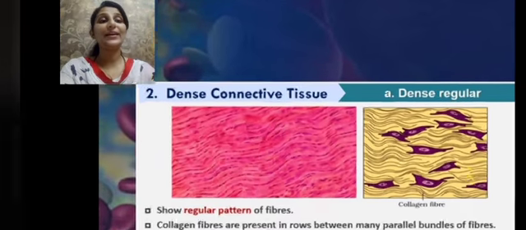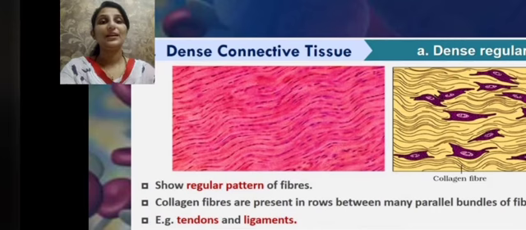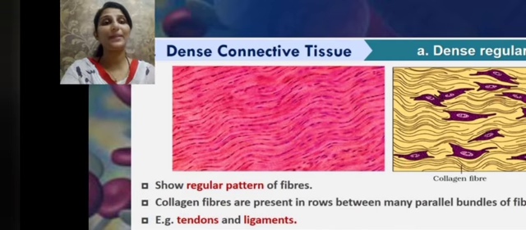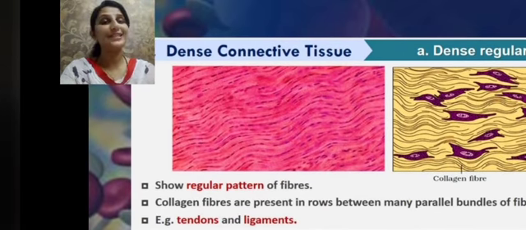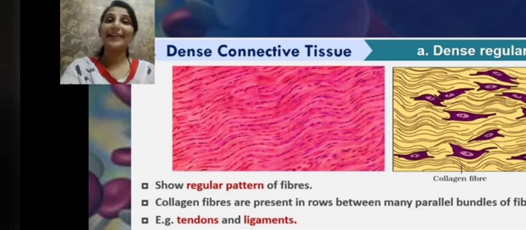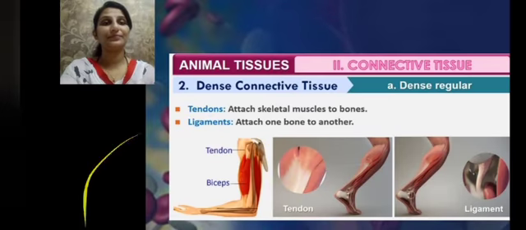The dense regular connective tissue, what are these? They show a regular pattern of fibers. We can see in this picture, the fibers are arranged in a regular pattern. That is, the collagen fibers are arranged in a regular pattern. And the collagen fibers are present in rows between many parallel bundles of fibers. The two types of dense regular connective tissue are tendons and ligaments.